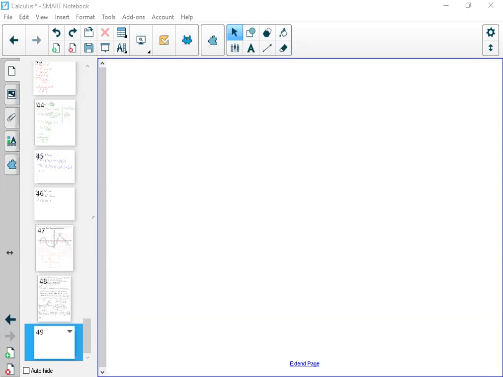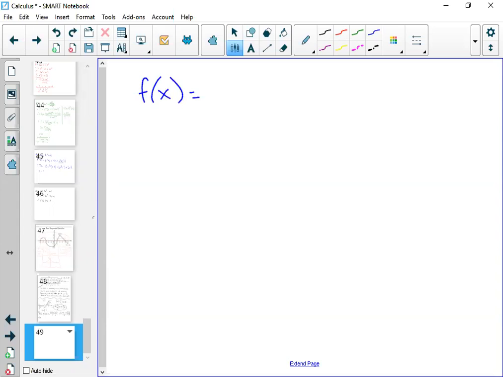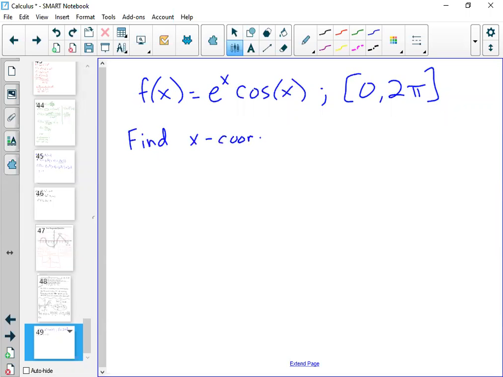Okay, so for homework yesterday, you guys were given the function f of x is equal to e to the x times cosine x, and they gave you a domain 0 to 2 pi. Notice they use brackets here, so that means 0 and 2 pi are included in our domain. And then they asked you to find the x coordinate of any inflection points.